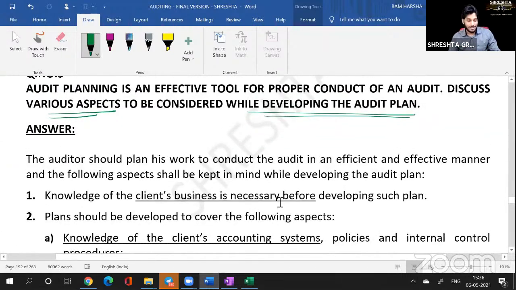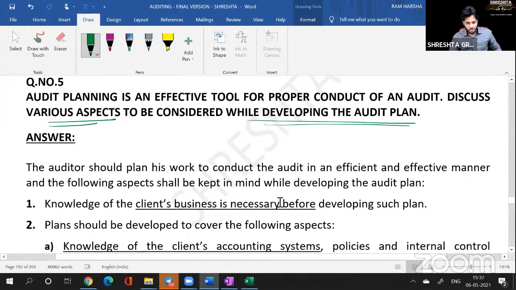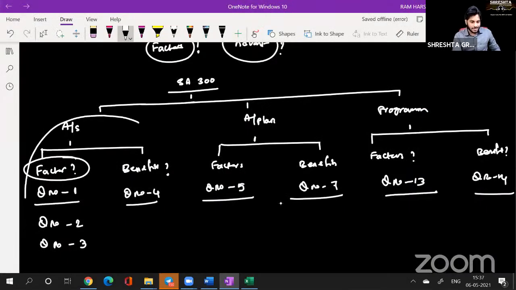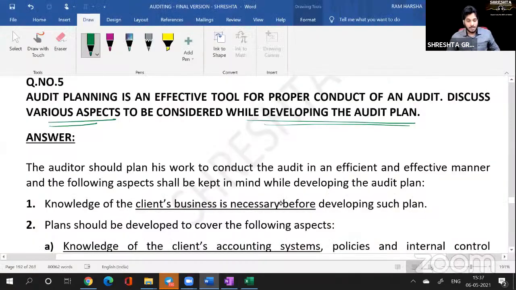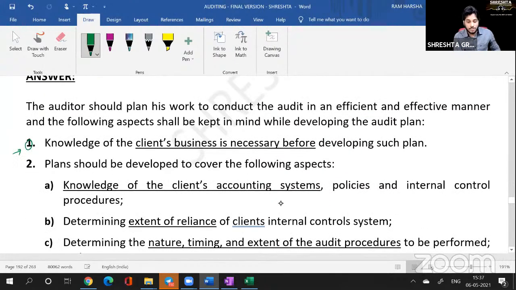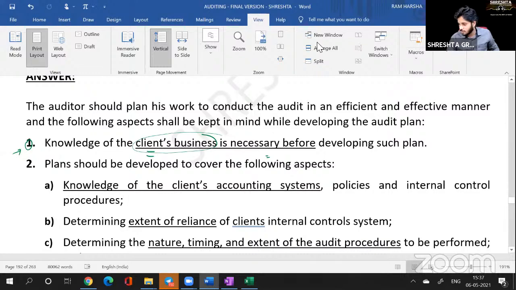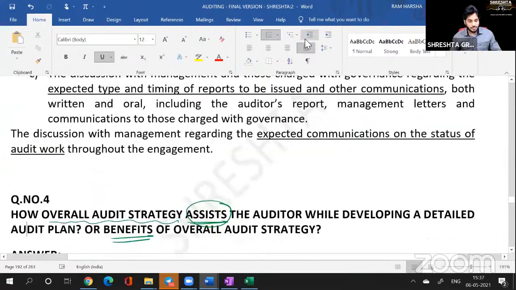You will even be shocked. Fifth question, audit planning. So with this strategy-related topic, I've completed: what is strategy, conceptually explained to you, and what points you have to consider, I explained to you. I gave references also. It is your turn now to read. Now, audit plan. Question number 5 deals with how to develop the plan. First one, knowledge of client business is necessary before developing the plan. So you should have knowledge of client business. Sir, what do you mean by knowledge of client business? There is another question on this.